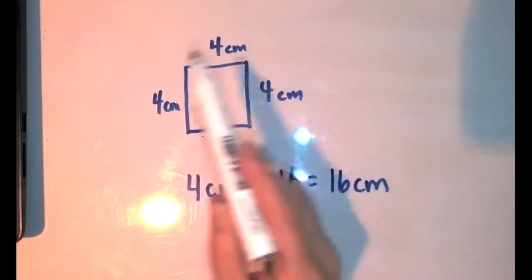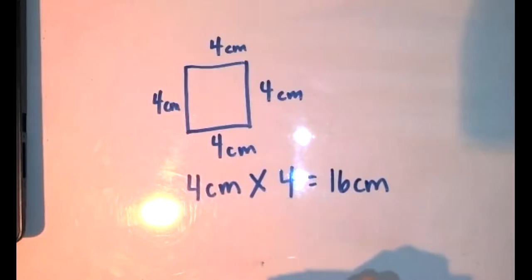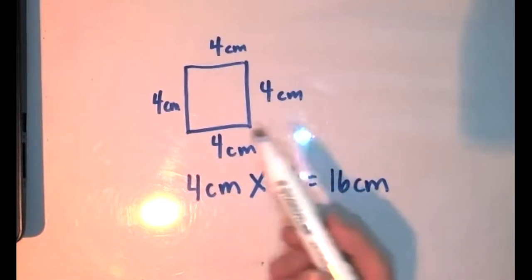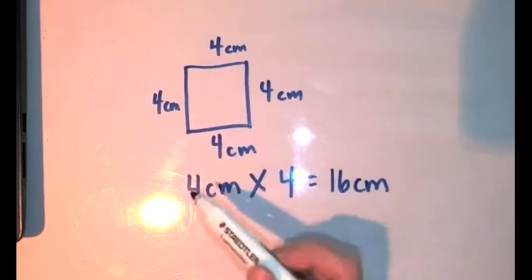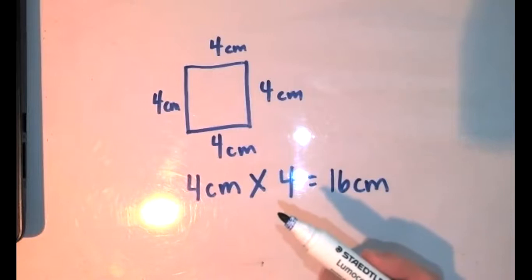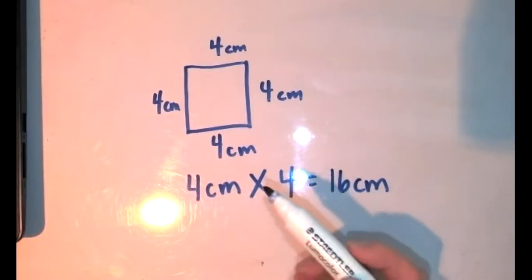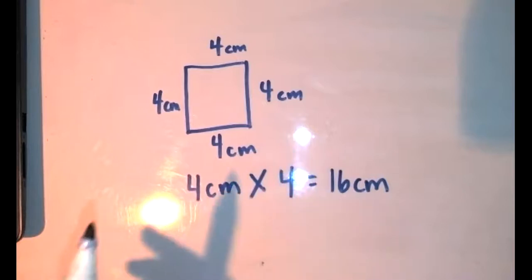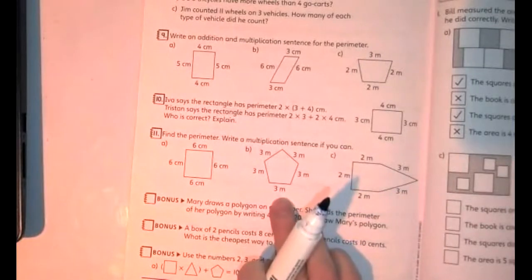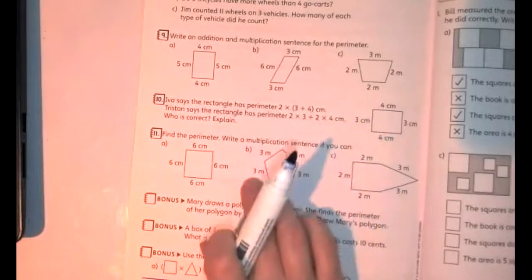I'm just multiplying all the sides. 4 sides times how many centimeters each side is. And they're all the same. So it's going to be 4 times 4. If they were all 6 centimeters, 6 times 4. If they were 10 centimeters, 10 times 4. So any of the questions that have more than one side. Like for here, number 11, this one is a pentagon. It's got 5 sides and each side is 3 meters.